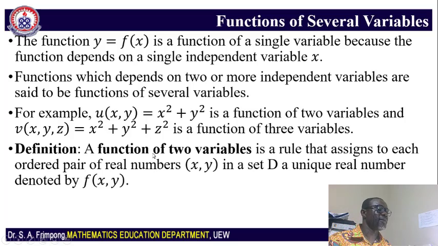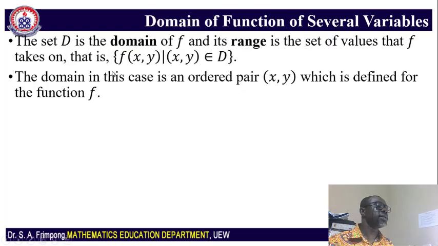Now, we define a function of two variables as a rule that assigns to each ordered pair of real numbers (x, y) in the set D a unique real number denoted by f(x, y). The set D is the domain of f, and its range is the set of values that f takes on. The domain in this case is an ordered pair for which the function f is defined.